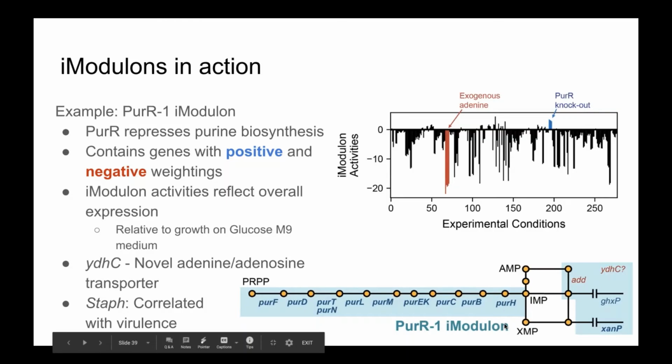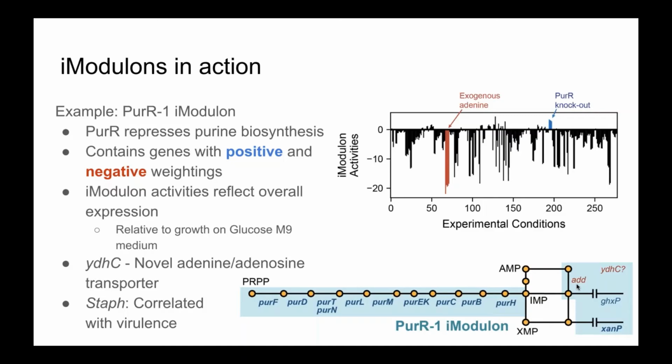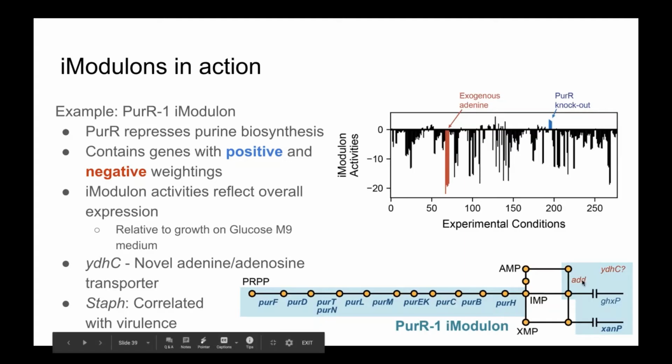And there are some genes in this iModulon that have positive coefficients, which are indicated in blue, and some that have negative coefficients, which are indicated in red. This gene here has to do with purine degradation, and this gene here was previously uncharacterized. These iModulon activities reflect the overall expression of these genes. You see that when we add exogenous adenine to the system, the cell realizes that there's too much adenine and it downregulates this purine biosynthetic pathway. At the same time, it upregulates purine degradation and this uncharacterized gene.